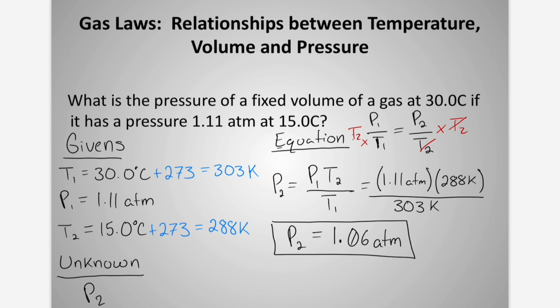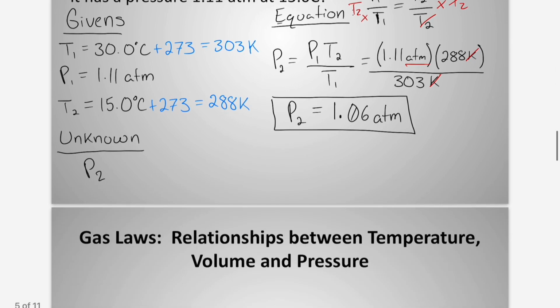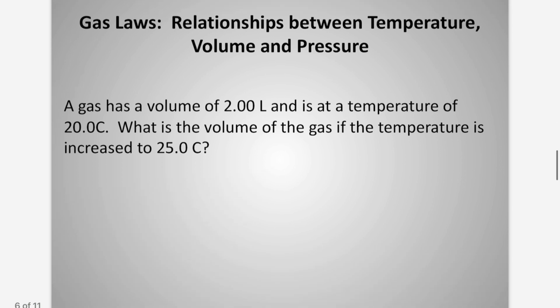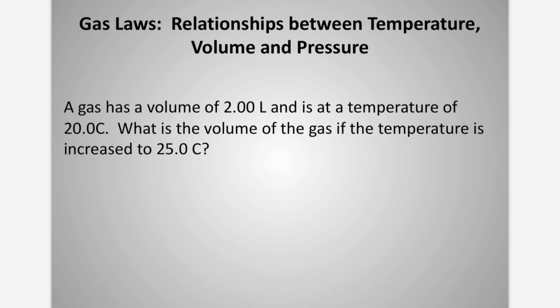And I knew I had units of atmospheres because my units of Kelvin were going to cancel, leaving just atmospheres. Let's look at another example. So in this one, it says a gas has a volume of 2 liters and is at a temperature of 20 degrees Celsius. What is the volume of the gas if the temperature is increased to 25 degrees Celsius?